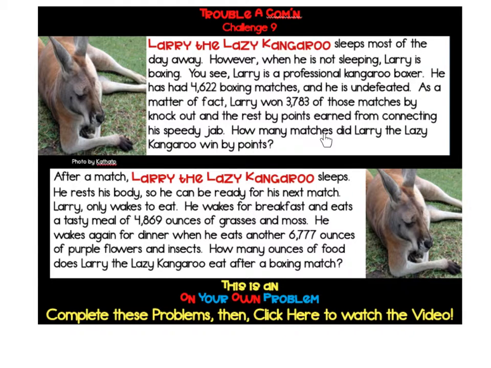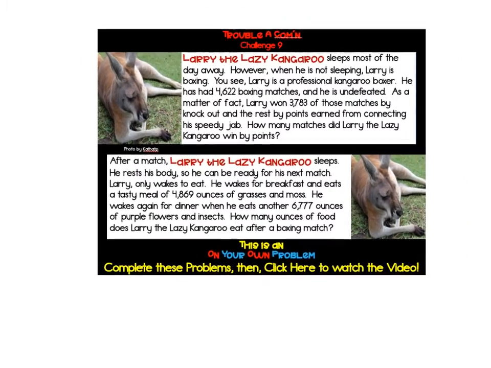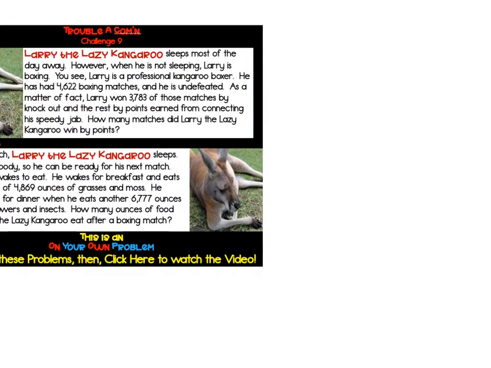Hey, how many matches did Larry, the Lazy Kangaroo, win by points? All right, so he won all of these matches because he went undefeated, right? Undefeated. And these were by knockout. So we're going to take this number and subtract the knockouts, and the rest were all by his speedy jab, by points, okay? So let's go ahead and do this subtraction problem.